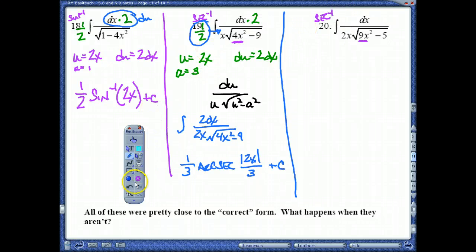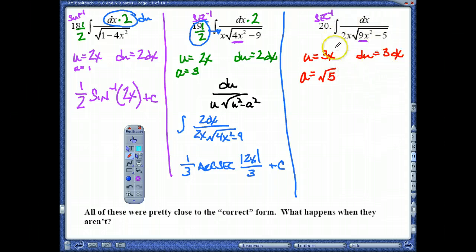All right, so our last example. Sorry, kids. Let's go red. So I'm looking at that. I need u to be 3x, so du is going to be 3 dx. And I know a is going to be the square root of 5.